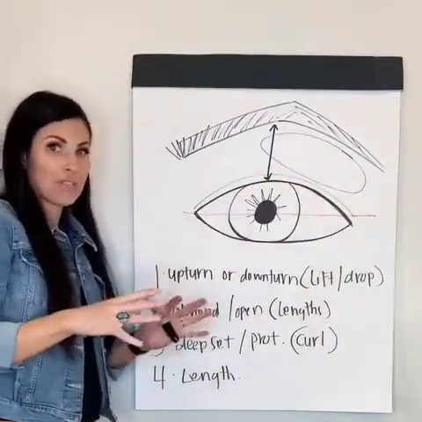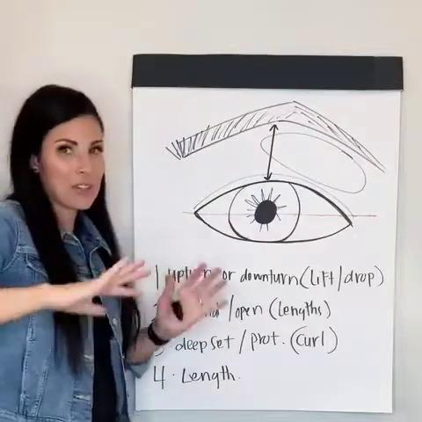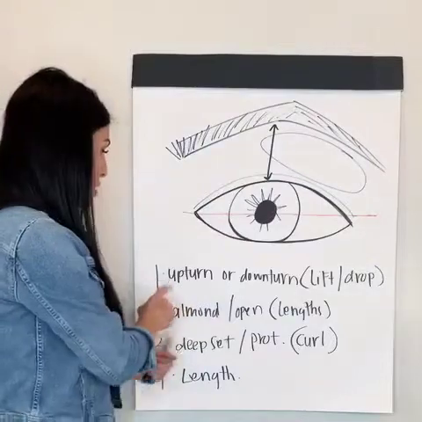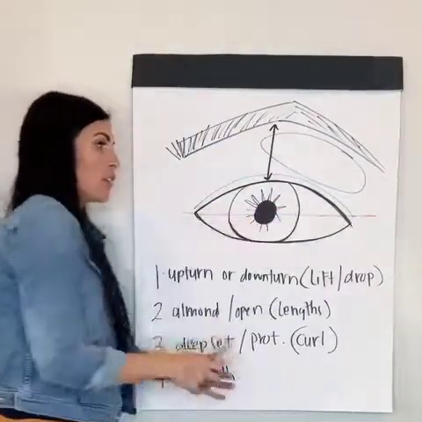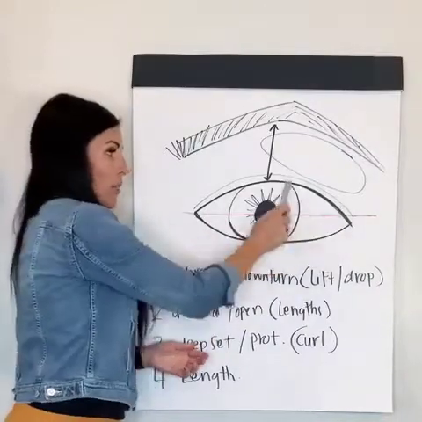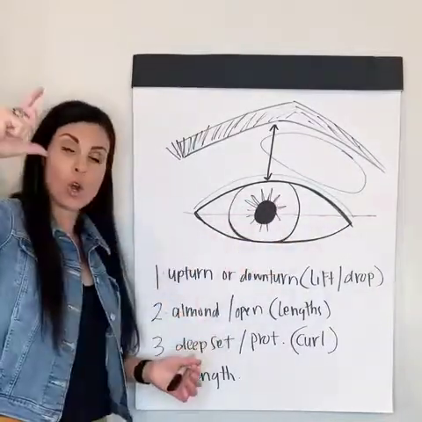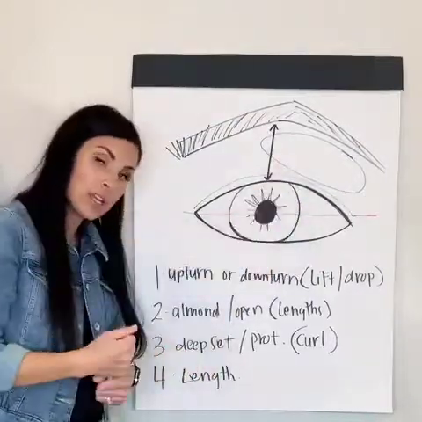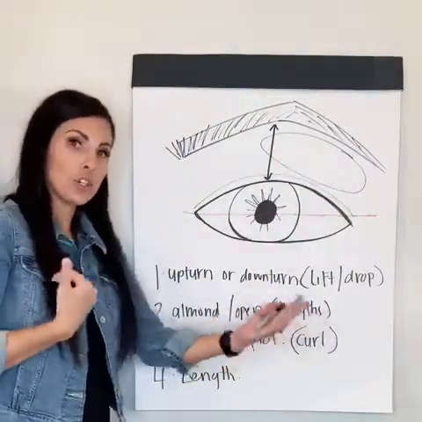So we're going to recap this one more time, and then I want you to put this into play in your salon with every client, with every consultation that you do. So number 1, horizontal line, you're going to figure out whether they're upturn or they're downturn. Number 2, you're going to look at their top line and their iris. You're going to see if they are open eye or almond eye. Step 3, you're going to look at the brow bone. That's going to help you figure out which curl to use.